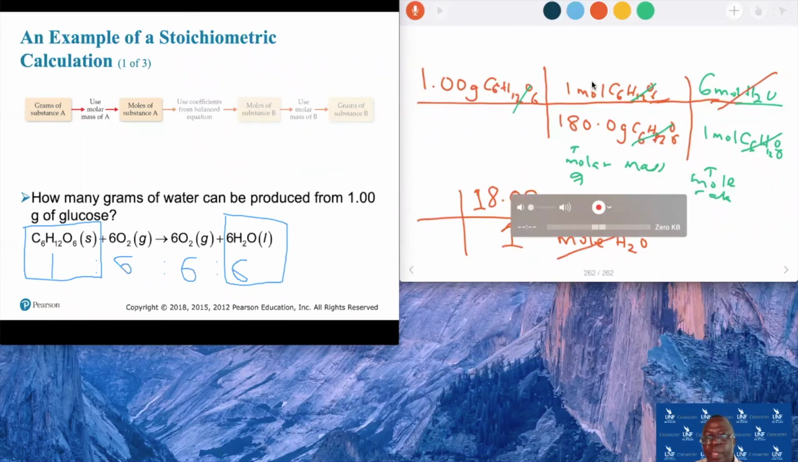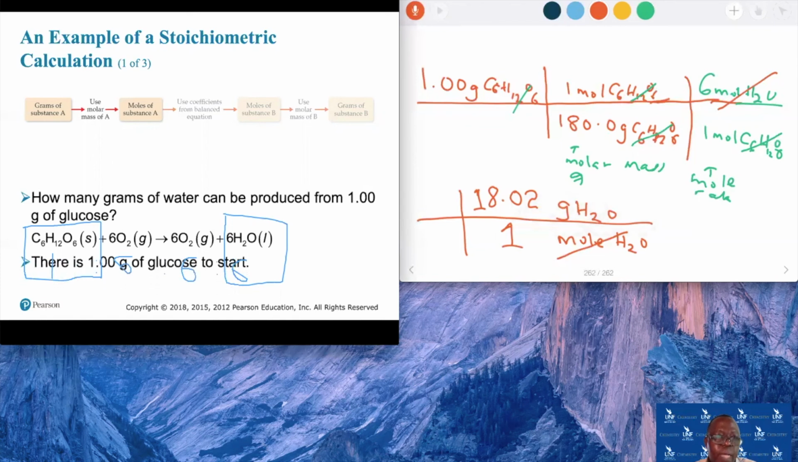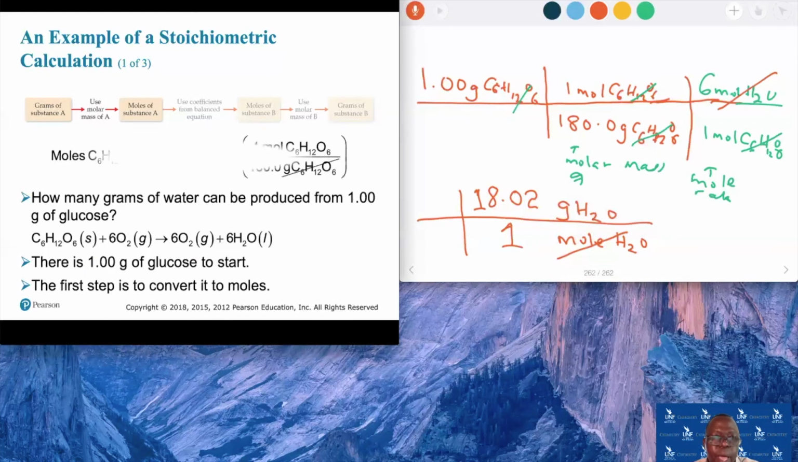You can just multiply everything you have at the top, divide by everything at the bottom, and that will give you the correct answer for grams of H2O. Some people might do it step by step. Let me clear all drawings so that we can see this. There is 1 gram of glucose. You can solve one step at a time, or you can write it the way I did.